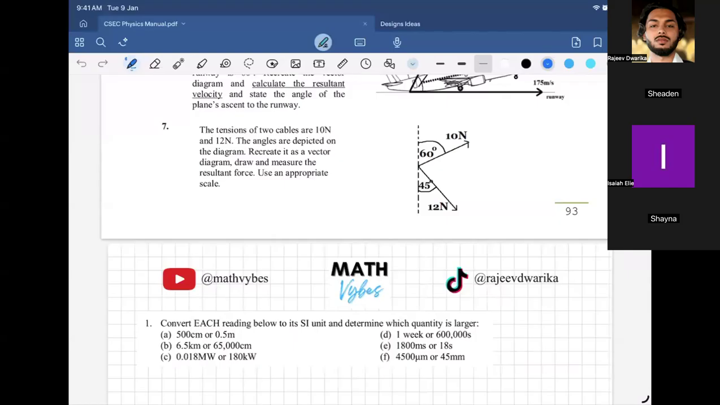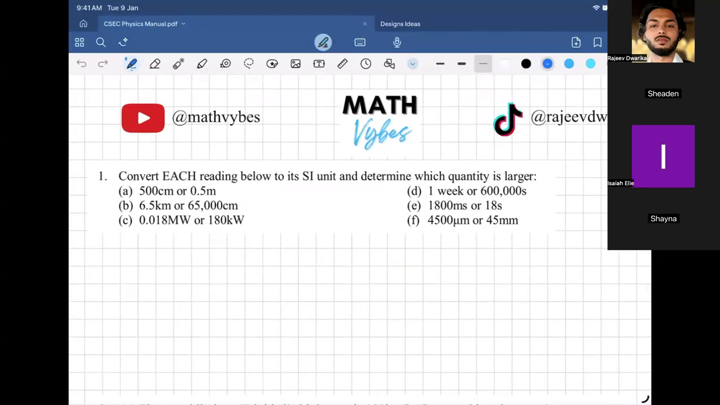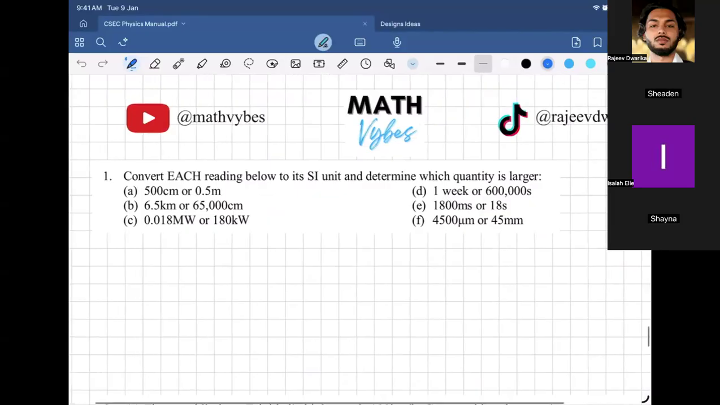All right, so Shina, let's start off with the corrections. Convert each of the following to SI units, to its SI unit, and determine which quantity is larger.